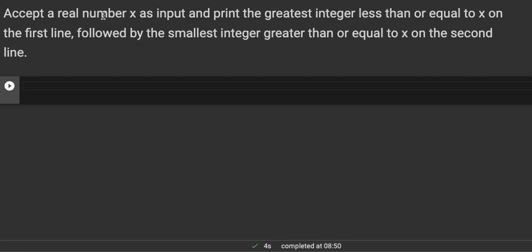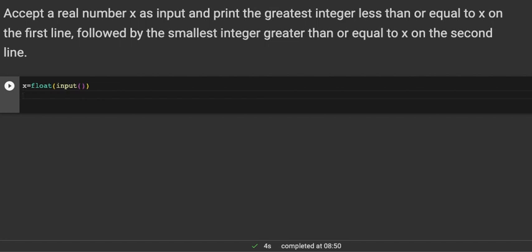Let's write the code for this question. Accept a real number x as input and print the greatest integer less than or equal to x on the first line, followed by the smallest integer greater than or equal to x on the second line. So first of all, let's take an input as a float, because we have to take input as a real number.